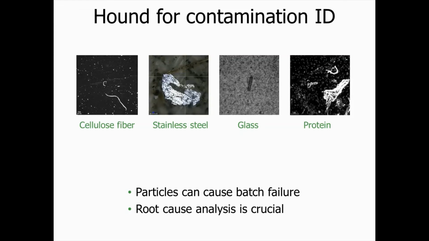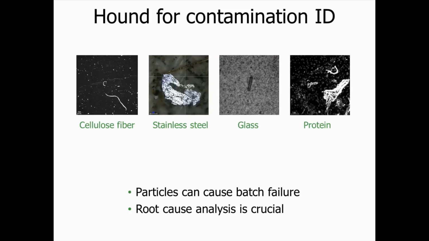Another application of Hound is the characterization of contaminants. One major reason for batch failures, for example in injectables, is when visible particles are found in the product. Those particles can come from a variety of sources, including materials that are intrinsic to the product, like protein aggregates, or they can be external contaminations from any step in the manufacturing process. When these contaminations occur, you usually want to find out how critical they are, where they come from, and hopefully eliminate the root cause of the particle contamination.